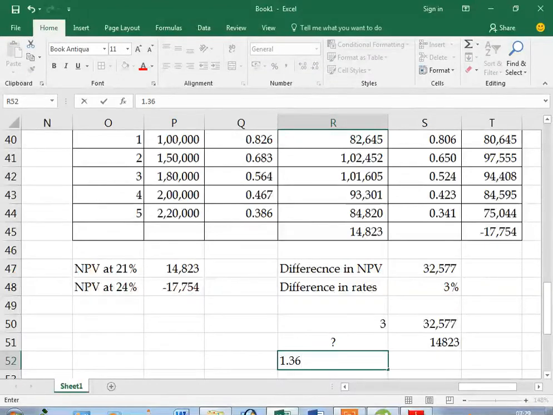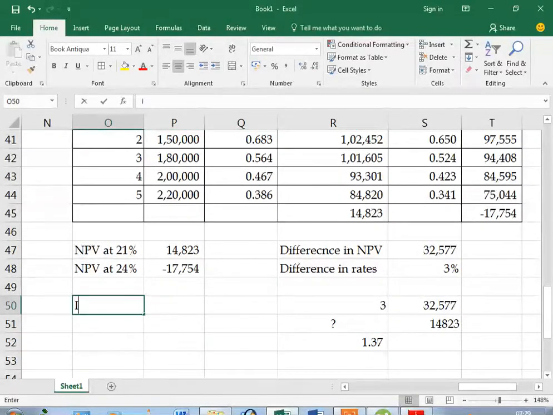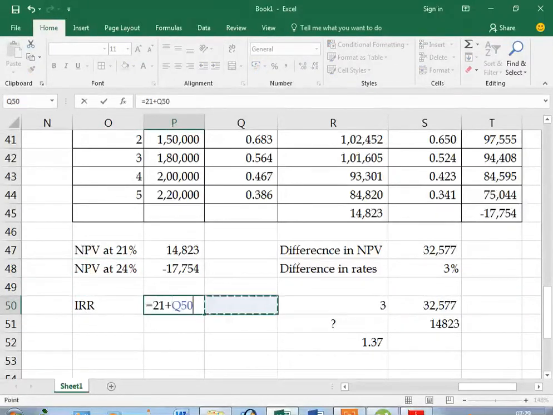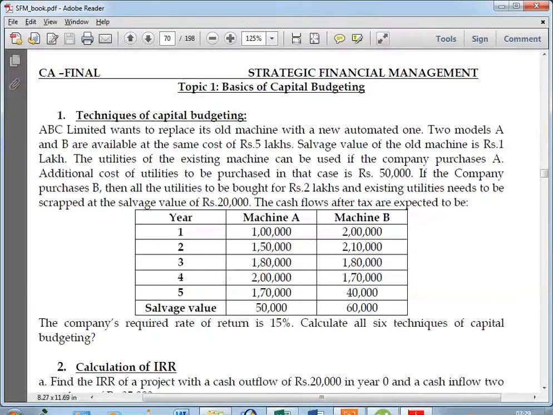1.36. Clear? Any doubts on this? How 1.36 would have come is 14,823 divided by 32,577 into 3. Cross multiplication and you get to this number, which is 1.37. I am getting it as 1.37 and my IRR is equal to 21 plus 1.37. This is my IRR, 22.37%.